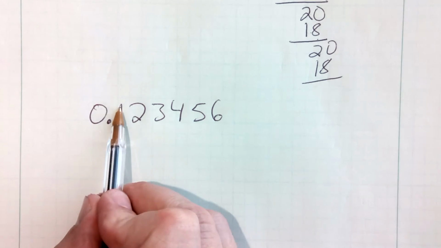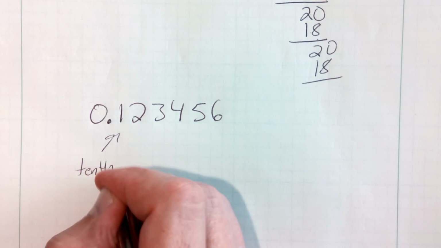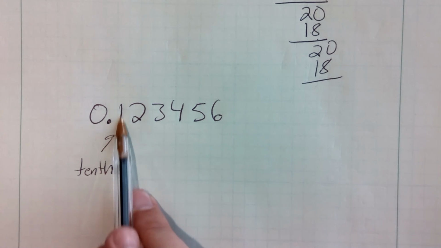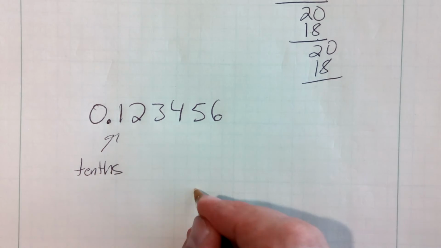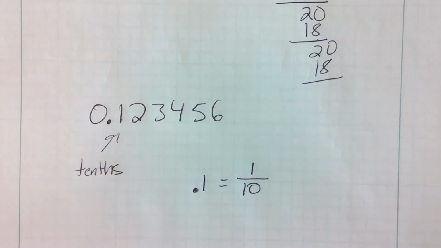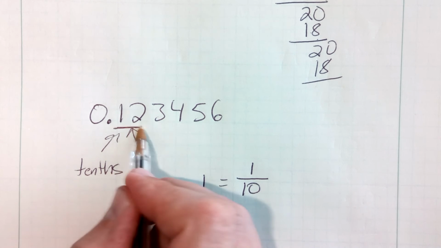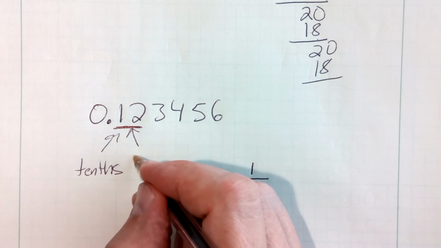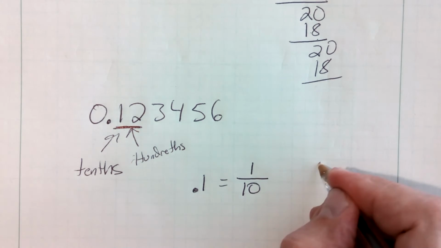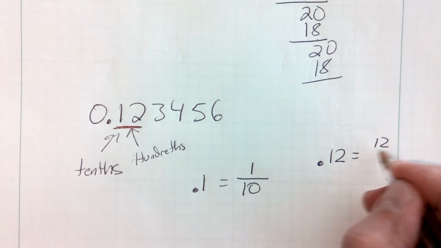This 1 is in the tenths place, not tens, but the tenths place, which means it's 1 out of 10. So if you were to write just 0.1 as a fraction, you would write it as 1 out of 10, 1/10. If we move to the 2, the 0.12 goes out to the hundredths place. So if you were to write 0.12 as a fraction, you would write it as 12 over 100.